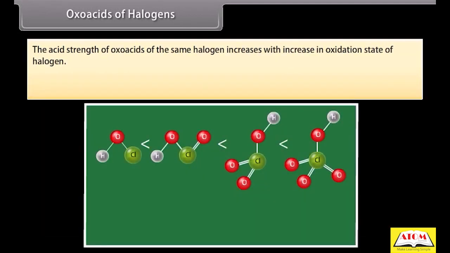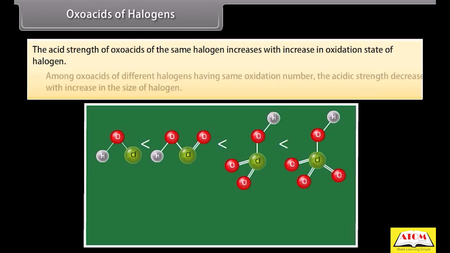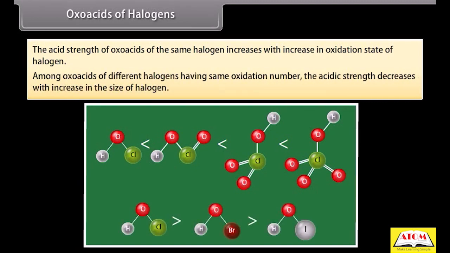The acid strength of oxoacids of the same halogen increases with increase in oxidation state of the halogen. Among oxoacids of different halogens having the same oxidation number, the acidic strength decreases with increase in the size of the halogen. For example, in the hypohalous acid series, the greater the size of the halogen atom, the lesser will be its electronegativity, and hence the lesser will be the acid strength of the acid.